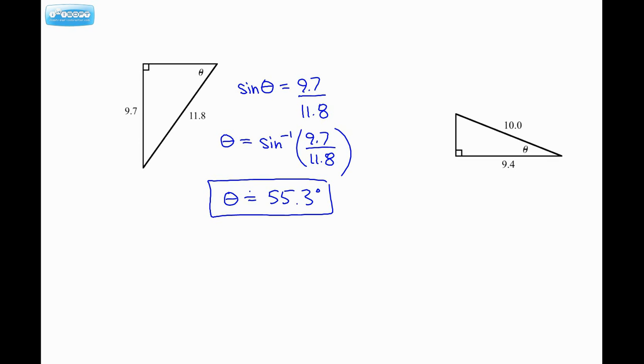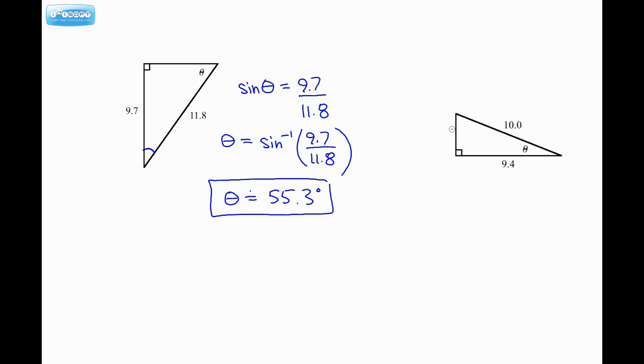Now, the question doesn't ask, but what if we wanted to find this angle now? You have a couple of different options. Because we know that this angle is 55.3, we can take 180 degrees, subtract these two, and whatever's left over would give us this angle. That's one option. Or you could use trigonometry in that this 9.7 for this angle, that is the adjacent, and this is still the hypotenuse. So you could actually use the cosine, or inverse cos, to find this, and you would get the same answer.